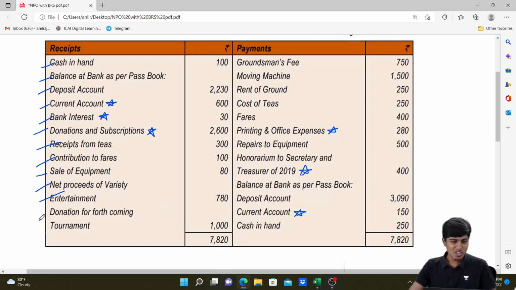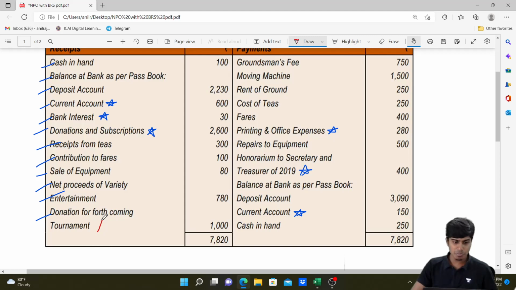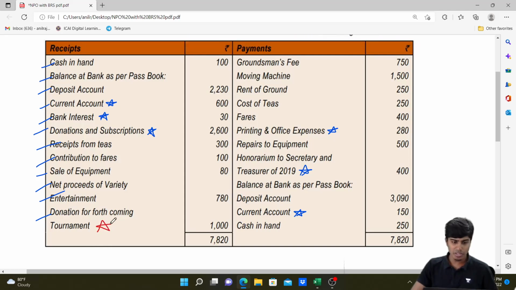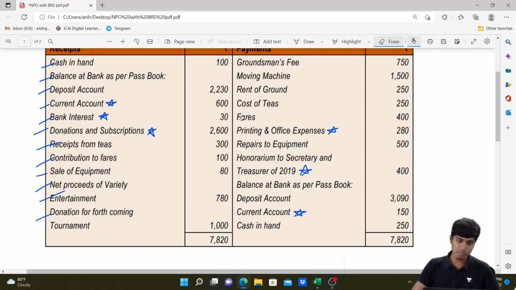780 done. Then donation for forthcoming tournament. There's a tournament coming up, and against that tournament there is some expense. Okay, so the majority of them make a mistake here. So mark this. This is important. Even when you're revising, when you're doing this problem on your own, you might end up doing something wrong here. Let me not put a star. Star means you might think that it is adjusted.